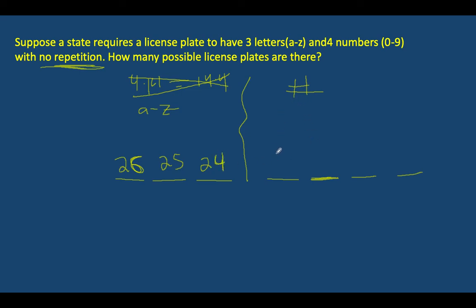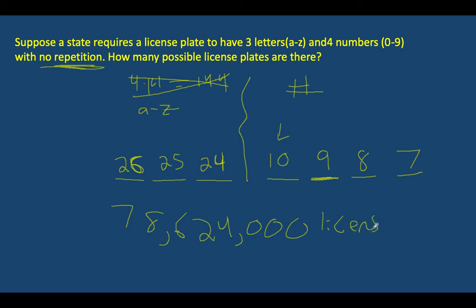Numbers, well, again, there's 10 digits. You're using one here, and so there's one less option for this guy. So you have 9. Well, there's one less there, so this should be 8, and this should be 7, right? So you have 26 times 25 times 24 times 10 times 9 times 8 times 7. And that gets you 78,624,000. So that is 78,624,000 possible license plates.